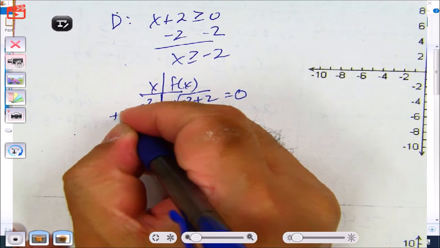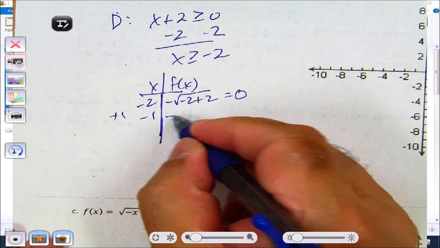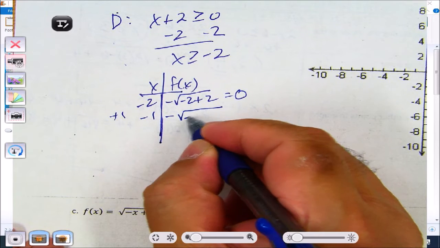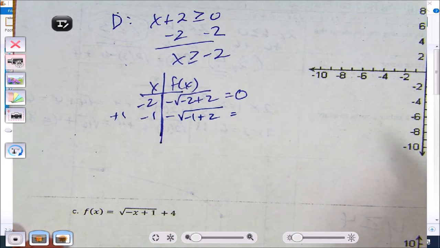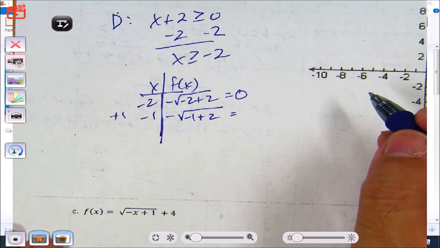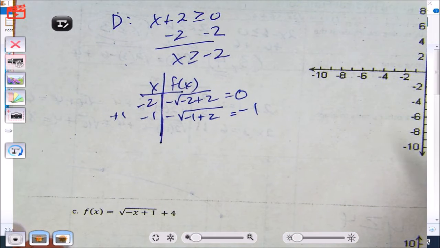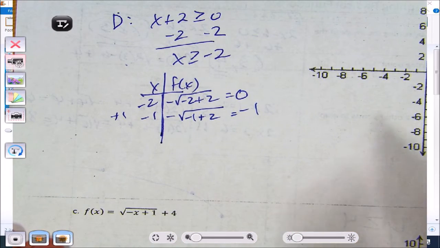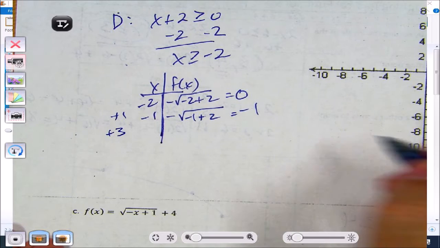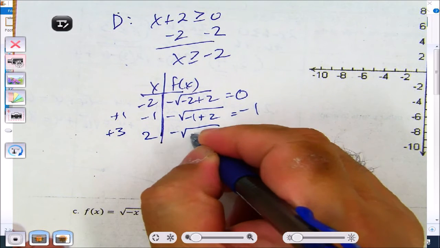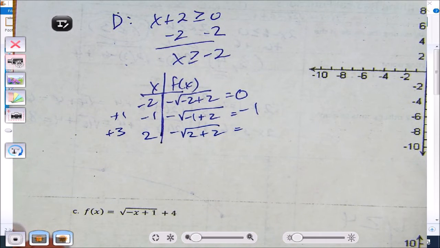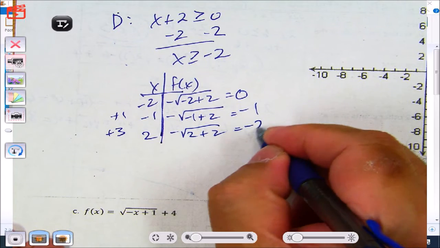Alright, so what goes next? Negative 1. You add 1 to get the next number. So it's the negative of the square root of negative 1 plus 2. What's negative 1 plus 2? 1. The square root of 1 is 1, and negative 1. Okay, what do I add now? 3. What's negative 1 plus 3? 2. So it's negative the square root of 2 plus 2. What's 2 plus 2? 4. What's the square root of 4? 2. So it's negative 2.